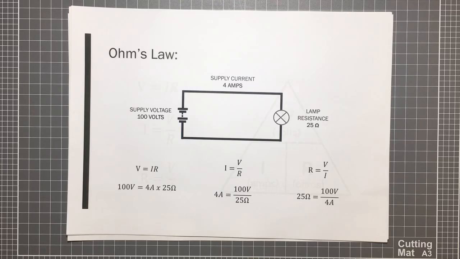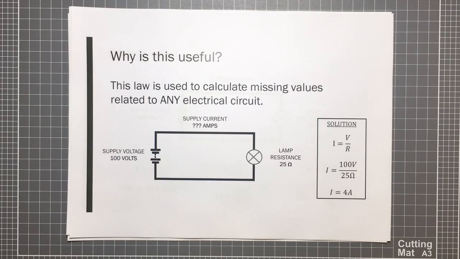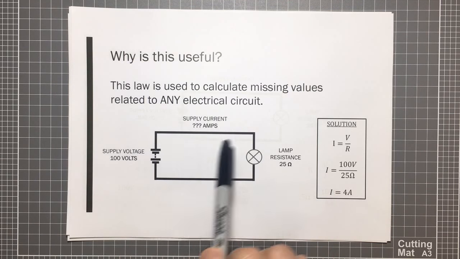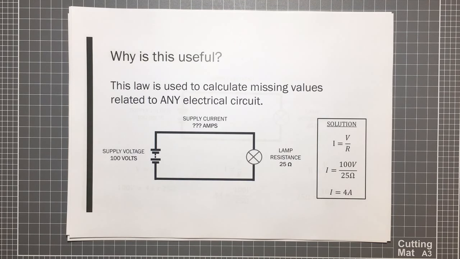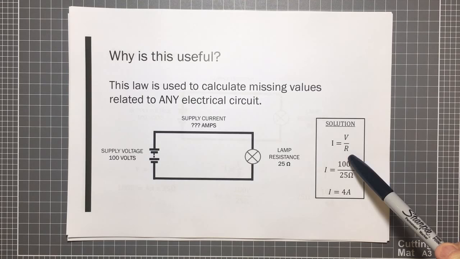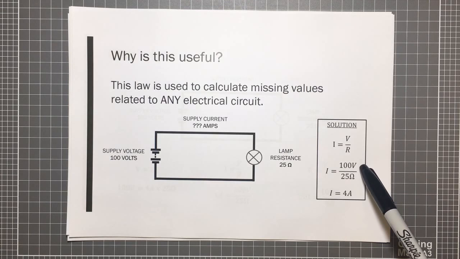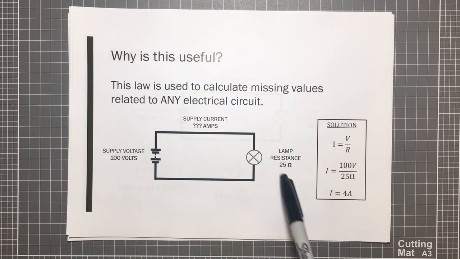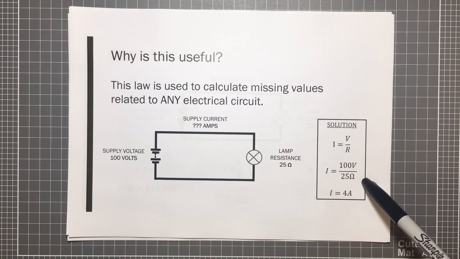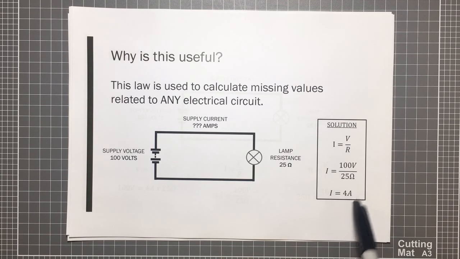Why Ohm's Law is useful is because we can use it to find missing values. Here we have 100 volts as our supply voltage, and our lamp resistance is 25 ohms. And we don't know our supply current, the I in this case. So we use I equals V over R. Our 100 volts is going to go on top, that's our V, and our R for resistance is going to go on the bottom. So 100 divided by 25 means that our current is 4 amps.